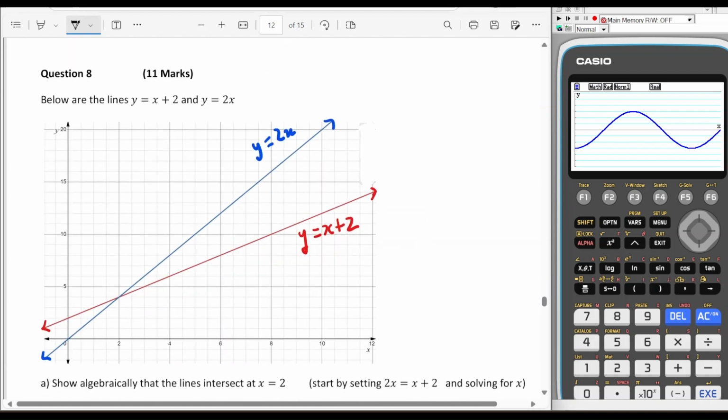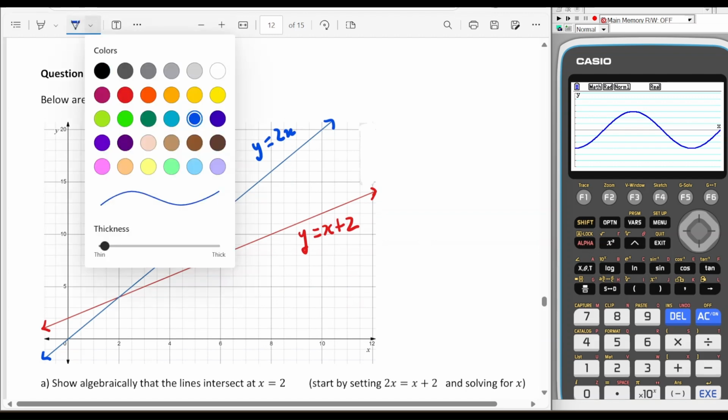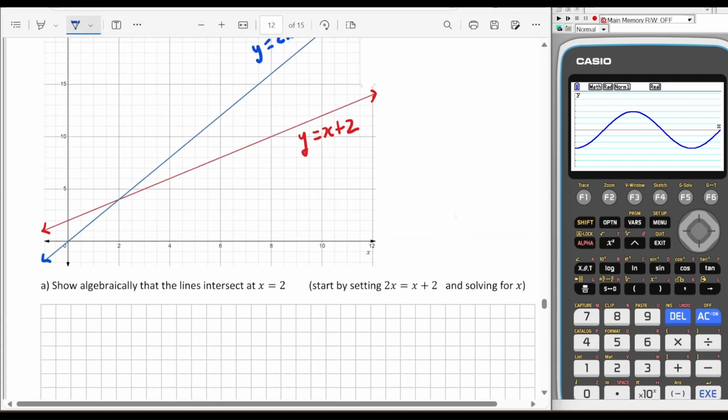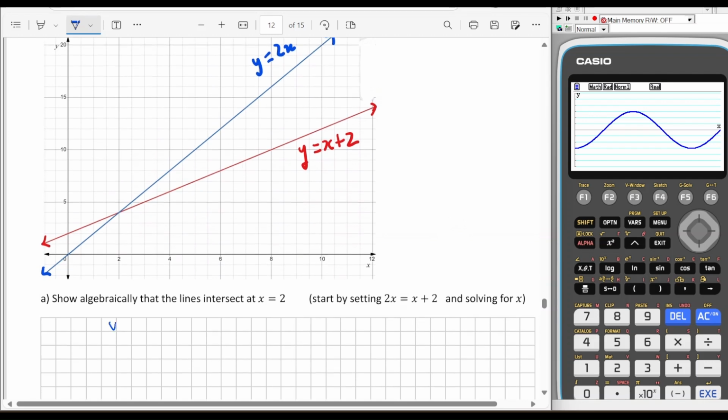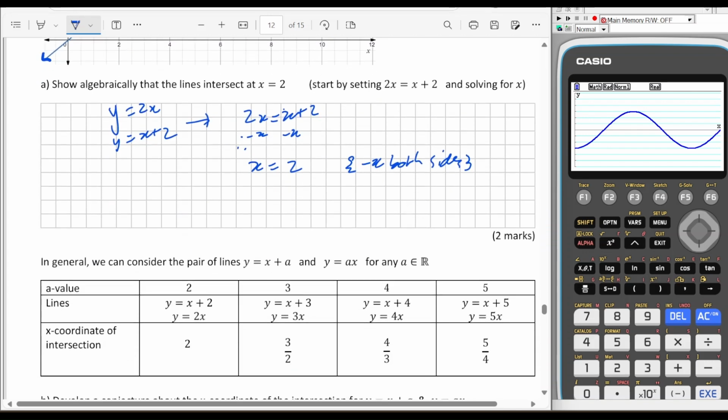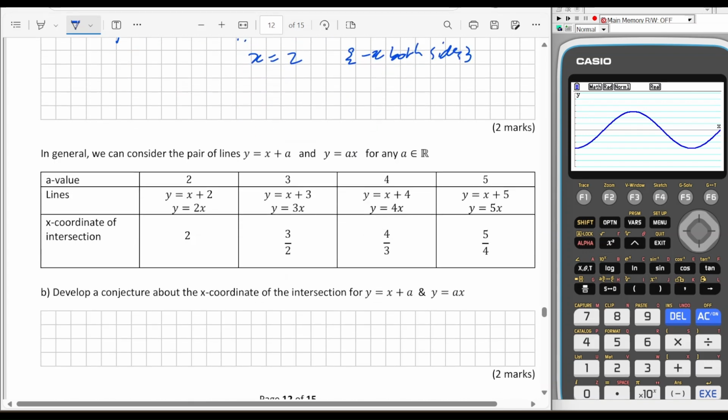Okay, conjecture time. So there's our two lines. Show algebraically the lines intersected at x equals 2. So those are our two lines. Y is 2x and y is x plus 2. So we're going to set 2x equals x plus 2. So we're going to take x from both sides. So take x and take x. So you're going to get x is 2. So take x on both sides. That's all you need to do. Groovy. All right, in general, there we go. It's a pattern, develop a conjecture.